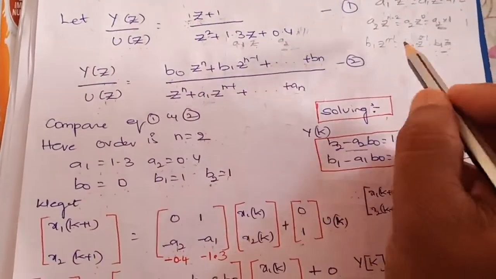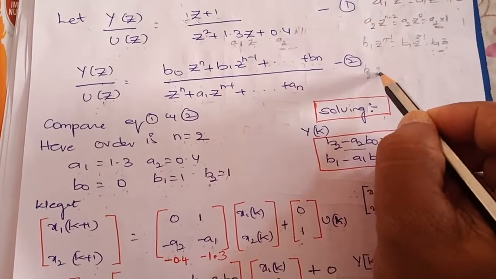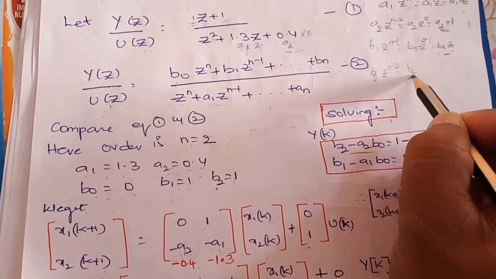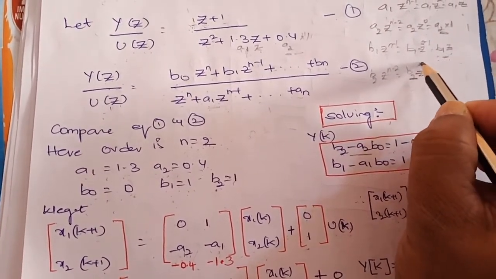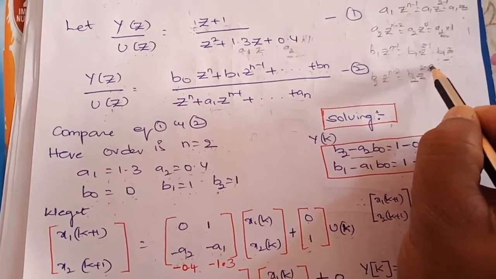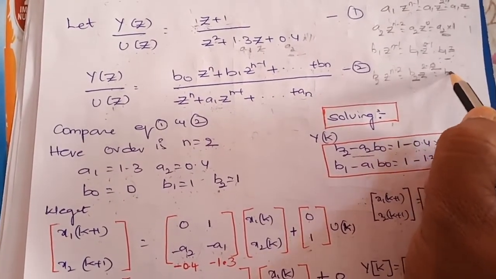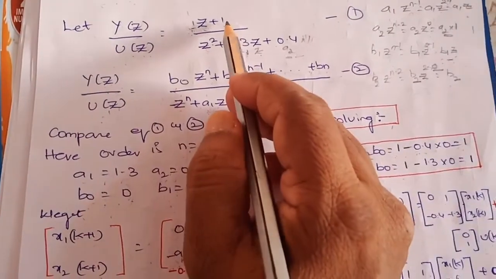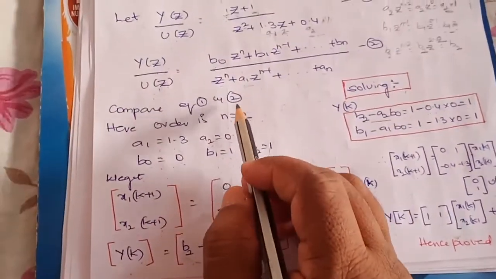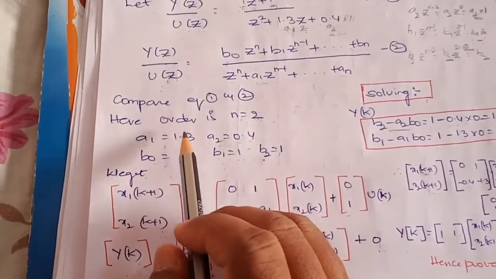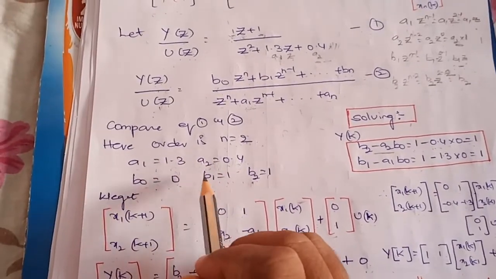And the next term, b2 z power n minus 2. Here n value is 2, so 2 minus 2 is 0. Something power 0 is 1, so simply you have to get the b2 value. What is the b2 value here? It is equal to 1. So b2 equals 1. So we have got a1, a2, b0, b1 and b2.